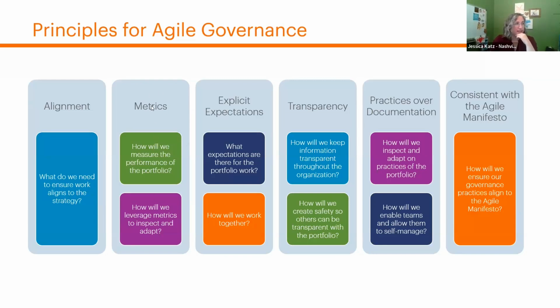So metrics really is this one angle on governance, which is how will we measure the performance of the portfolio and how will we leverage metrics to inspect and adapt? And that second one is really tricky. How do we learn from what we've heard and then change what we're doing? But there's certainly some other ones here. Alignment is aligning to strategy. We're going to make all of our expectations explicit.